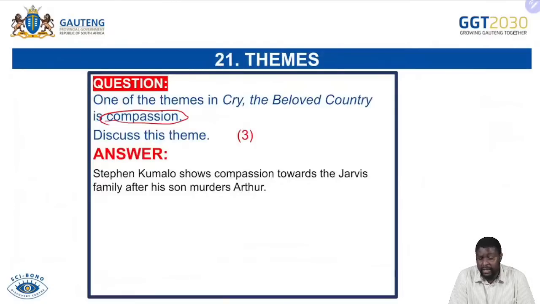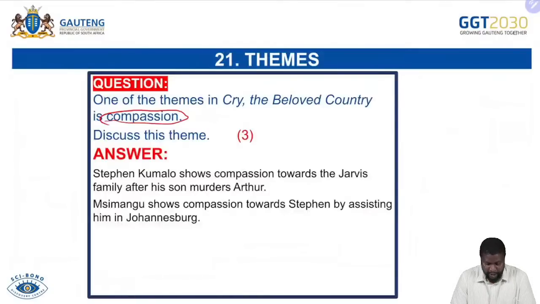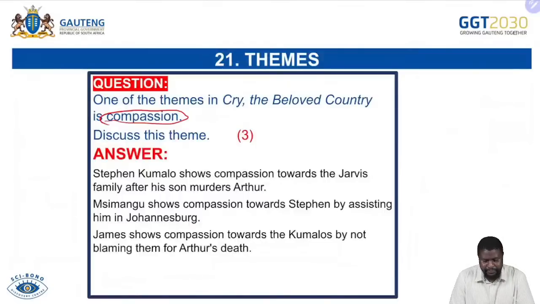The knowledge is in your head. You have read the book, you know. Give us examples in the book where 1 or 2 characters show compassion towards another. So here we have Stephen Khumalo, who shows compassion towards the Jarvis family after his son murders Arthur. Msimangu shows compassion towards Stephen by assisting him in Johannesburg. James shows compassion towards the Khumalos by not blaming them for Arthur's death. So if you understand what the word compassion means, there are plenty of examples in the novel that you can use to answer this question and earn all 3 marks.